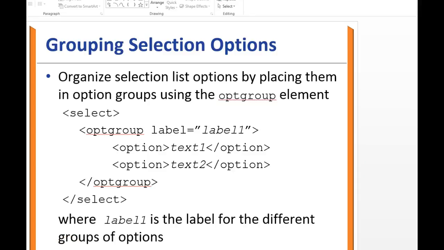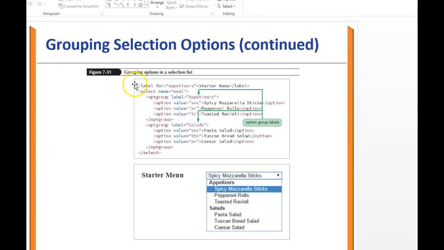You can also group selection options. Organize selection list options by placing them in an option group using the optgroup element. We can put select, optgroup, and then we put the label, and then of course the other options, and the text that will appear, and then another option and its text, and then we close the optgroup and the select statement. Where label is the label for the different group of options that we are going to have. So this is the example of a selection option.